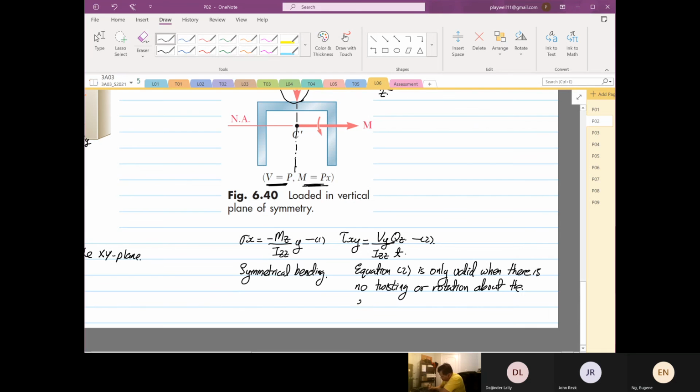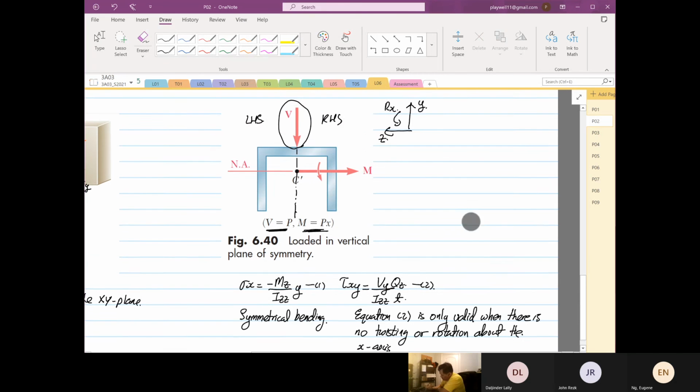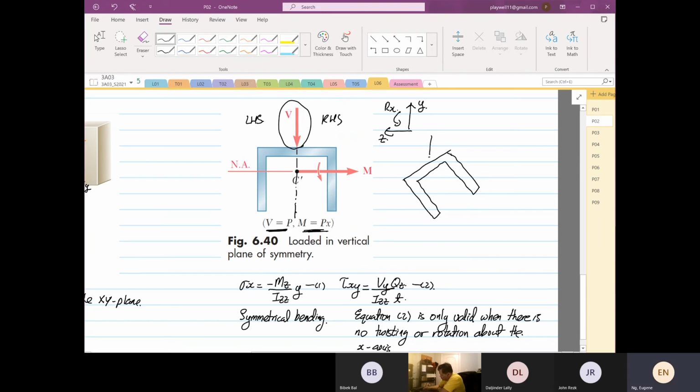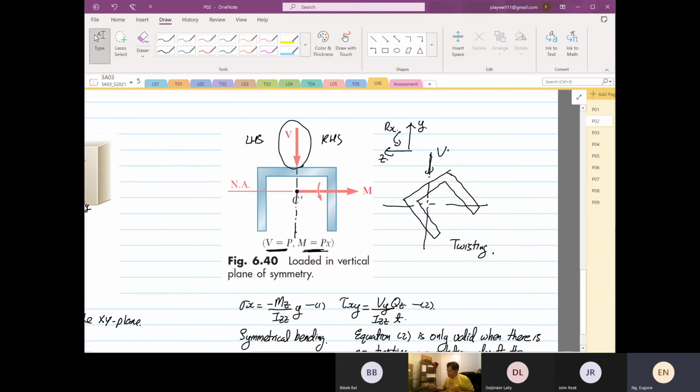Okay, so the deformation, the x-axis, right? When I say twisting, this is what I mean by twisting. So if this is our, this is still our V, right? This is what I mean by twisting. So there's no twisting, okay? And this is only possible without twisting when it is what? Symmetrical, okay? When the geometry is symmetrical, left is equal to right.